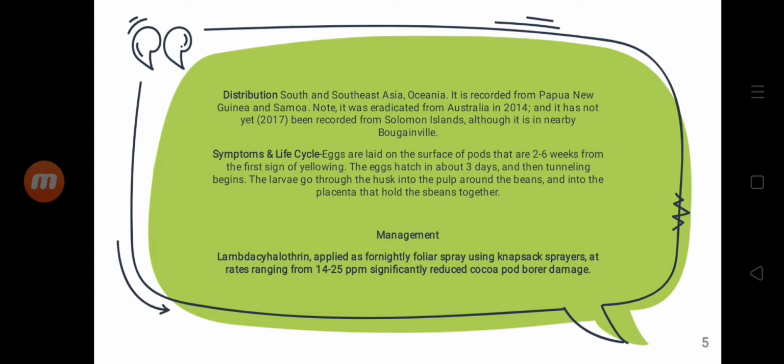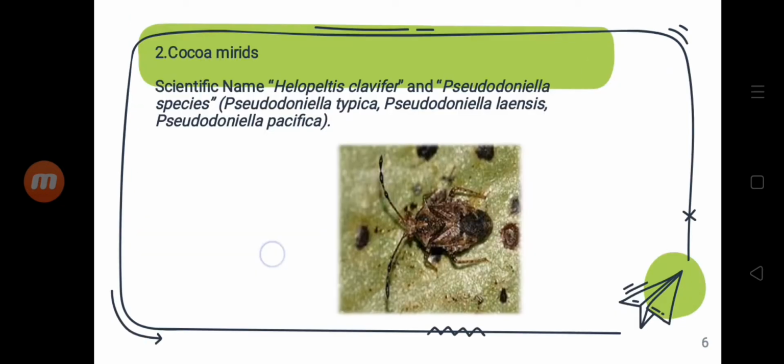Eggs are laid on the surface of pods that are 2 to 6 weeks from the first sign of yellowing. The eggs hatch in about 3 days, and then tunneling begins. The larvae go through the husk, enter the pulp around the beans, and into the placenta that holds the beans together. Management. Lambda-cyhalothrin applied as fortnightly foliar spray using knapsack sprayers at rates ranging from 14 to 25 ppm significantly reduces cocoa pod borer damage. Number 2.